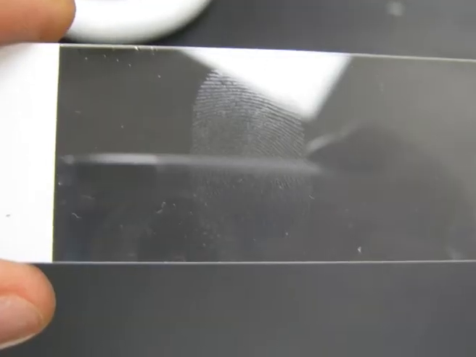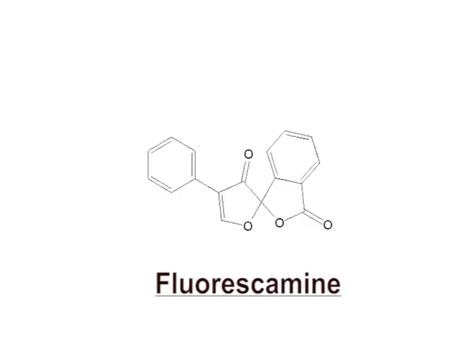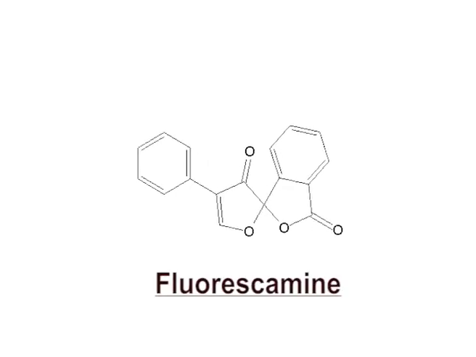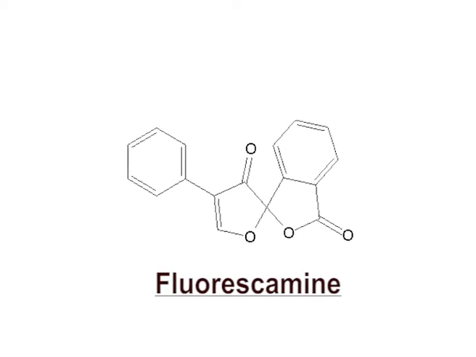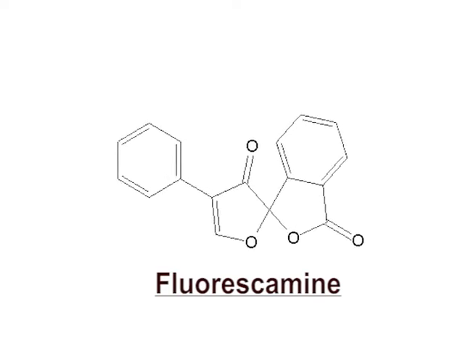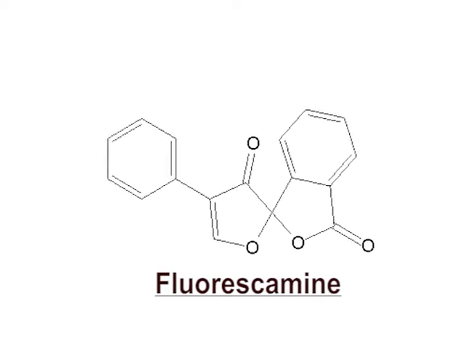Then we have fluorescamine. Fluorescamine, the structure shown on your screen, is a spiro compound that is not fluorescent itself, but reacts with amino acids to form highly fluorescent products. Hence, it has been used as a reagent for the detection of amino acids and peptides. It is also a fingerprint development reagent.